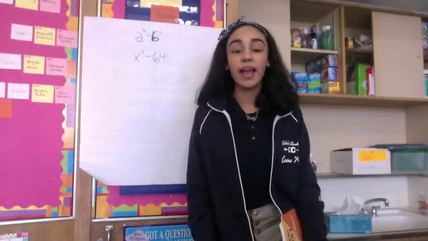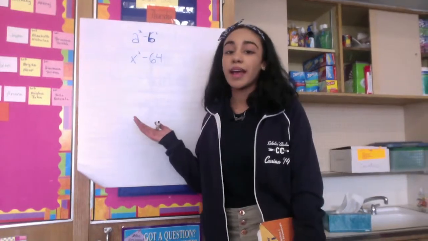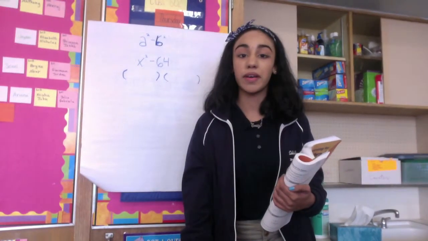Remember these helpful hints. The answer will be two binomials. First, get the values of the first terms and second terms of the binomials. Second, connect the first pair with the plus sign and the second pair with the minus sign. In this problem, x would be a and b would be 64. So now you have to find the square root of x squared and negative 64. So the square root of x squared is x, because x times x is x squared.